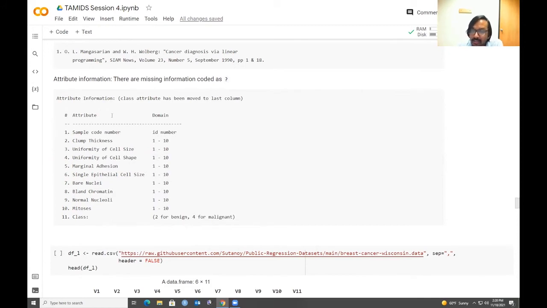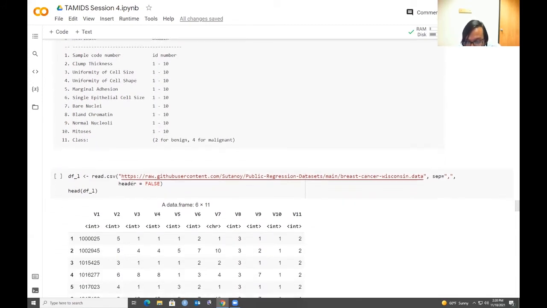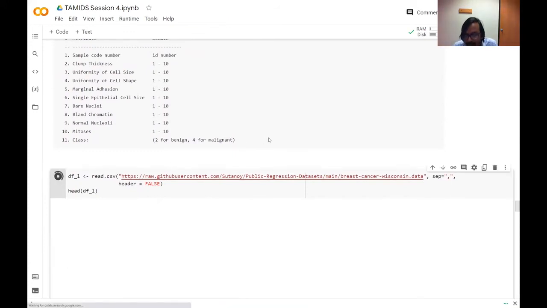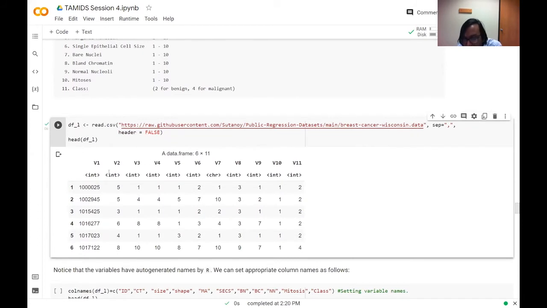There are several attributes here, including the sample code number, clump thickness, and so on. Notice that all these numbers are numerical between 1 and 10. So you can use the code here to extract the data and have a look at the first few rows.